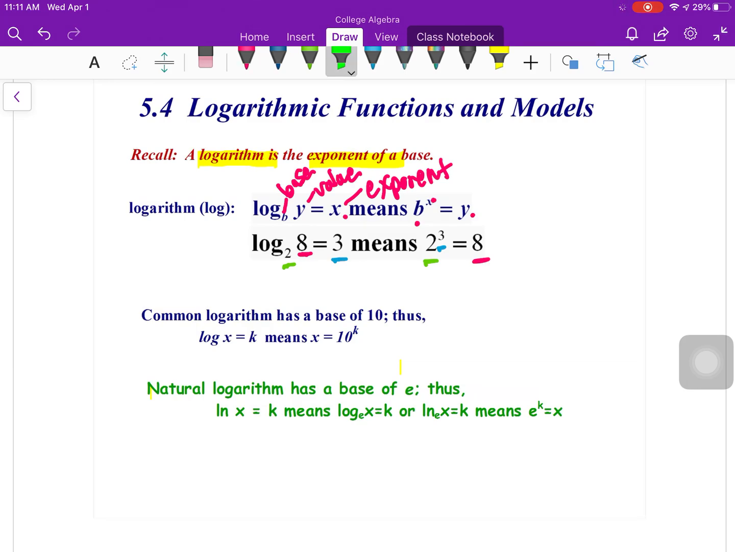There are two special logs. The first is called common log, and its base is 10. I want you to notice how common log is written. It is log x. There is no base there. Just like when we would write x equals 4, it is understood that there is a 1 in front of the x without us writing it. Well, when it's log and there's no base there, we understand that base to be 10. So you can write a little 10 in there. So then if I rewrote it in exponential, it becomes 10 to the k equals x.